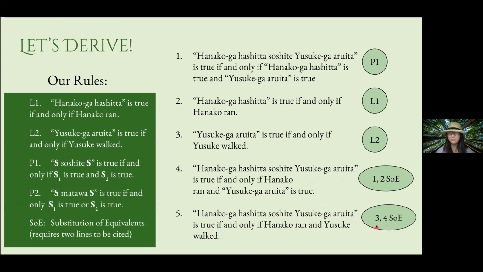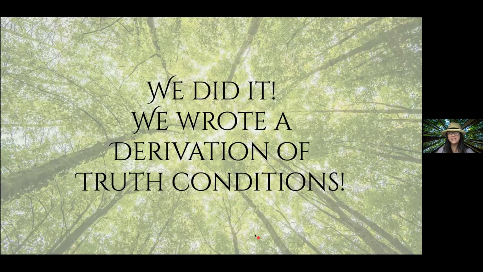Next, we can perform substitution of equivalence one more time with lines 3 and 4. And we get our final T sentence: Hanako ga hashita soshite Yusuke ga arita is true if and only if Hanako ran and Yusuke walked. And we know that this is a T sentence because we have object language on the left-hand side of if and only if, and meta language on the right-hand side, and that completes the derivation. Yay, we did it. We wrote the derivation.